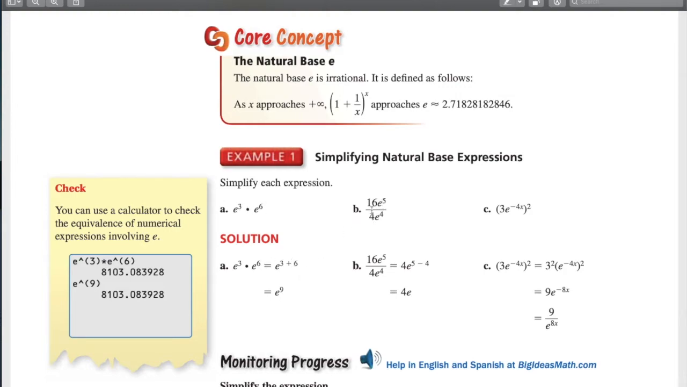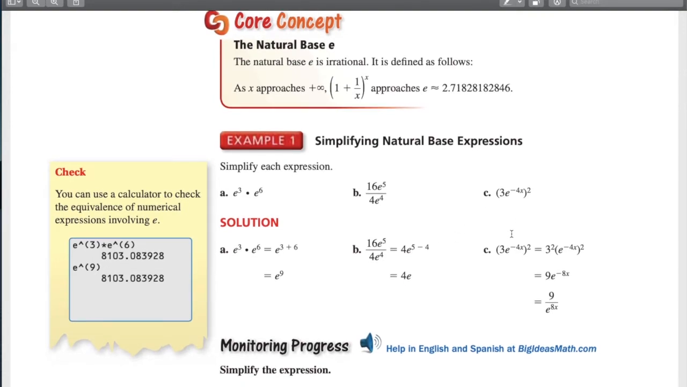Here you keep the coefficients together, and you keep the natural base e together, right? So here we're going to subtract 5 minus 4, and 16 divided by 4 is 4, so we get 4e to the 5 minus 4, which is just 1, so we get 4e, right? We're following the same rules that we've been working with exponents all this time.